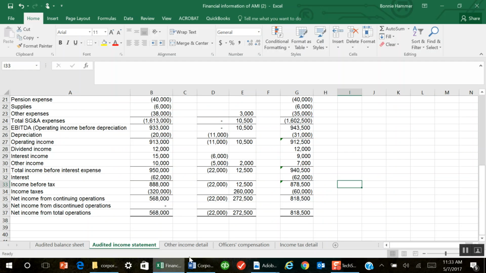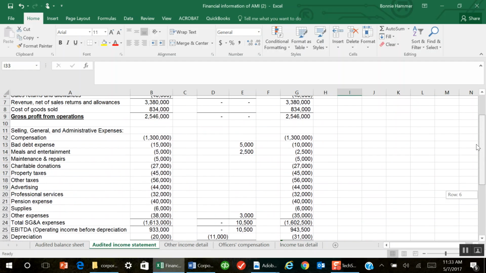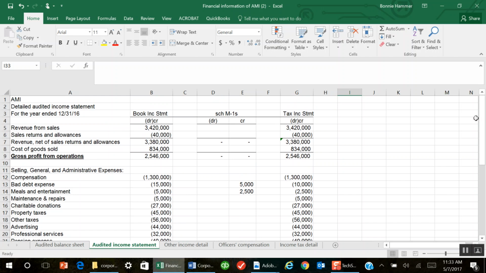And if we go to the financial information that I gave you, the reason I gave you the information in the format that I did was I was hoping that you would post your book tax differences and then create a tax income statement that would tie to your tax return, so that you could show your support for what's on the tax return.